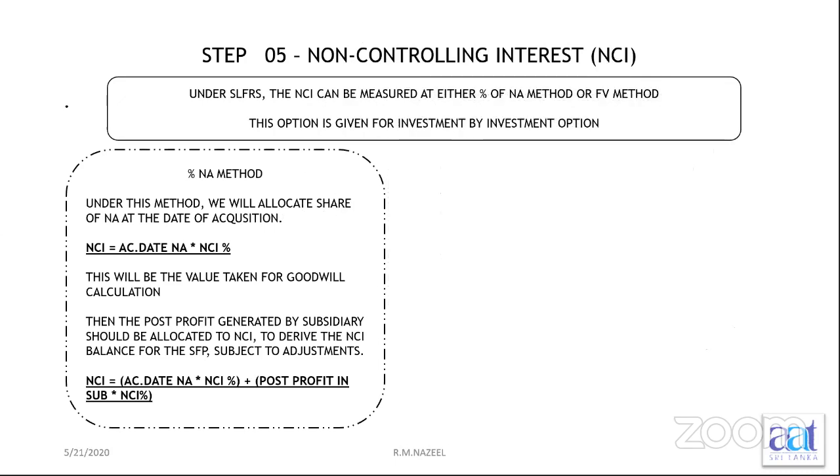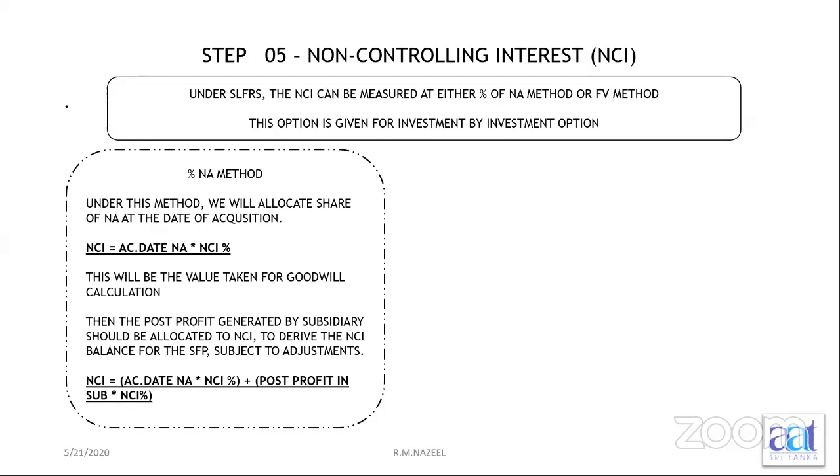The question note says percentage of net assets. What is the percentage? Under this method, we allocate the share of net assets at the date of acquisition. So we go to the balance sheet of the subsidiary on the date of acquisition, take the stated capital and all the pre-acquisition reserves, and prorate it, saying this is for the parent and this is for the NCI. This will be taken for the goodwill calculation. Why? Because the standard wants us to compare the full investment with the full net assets.